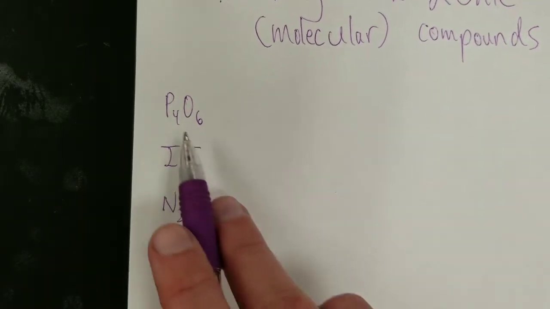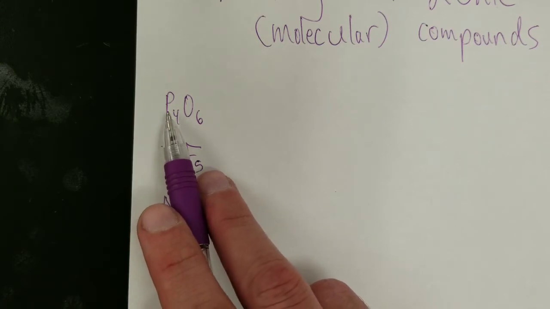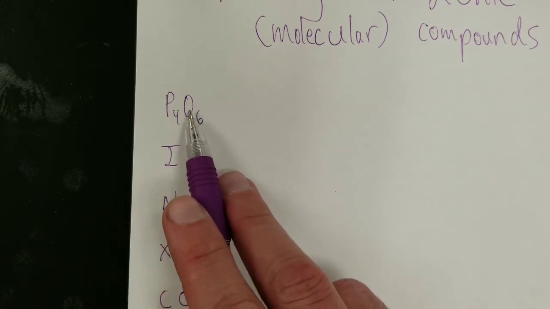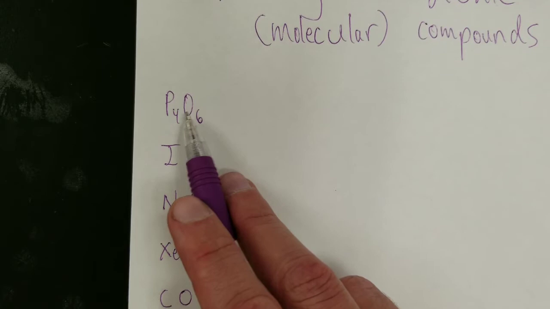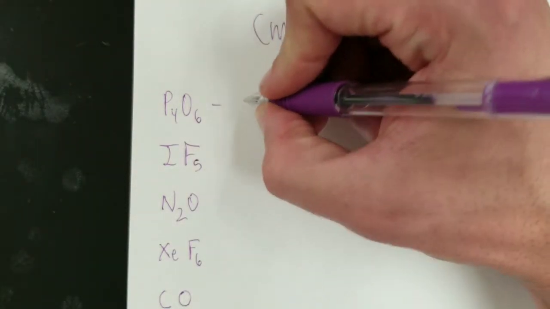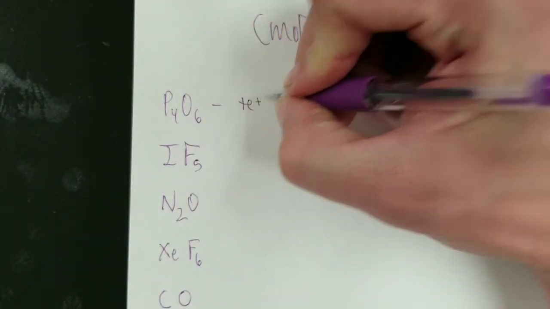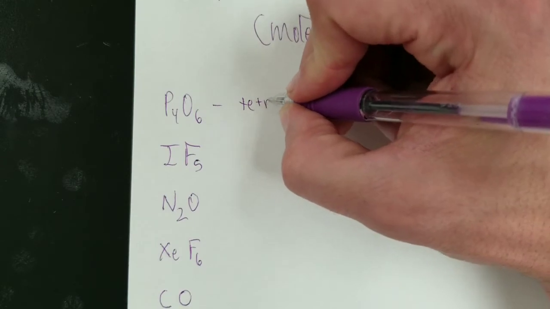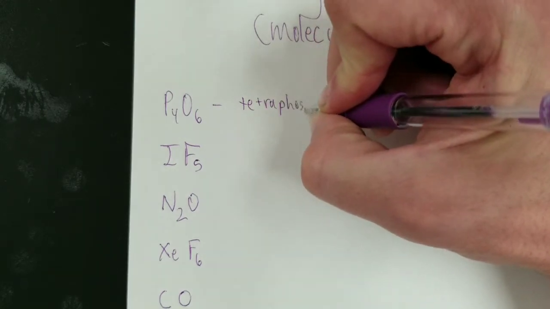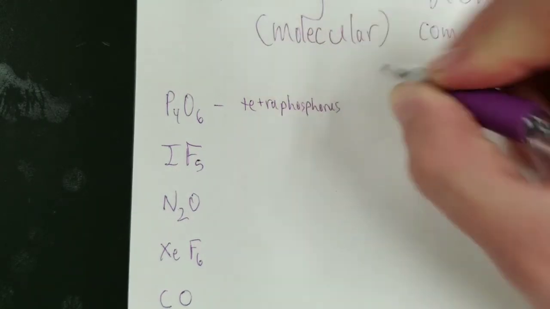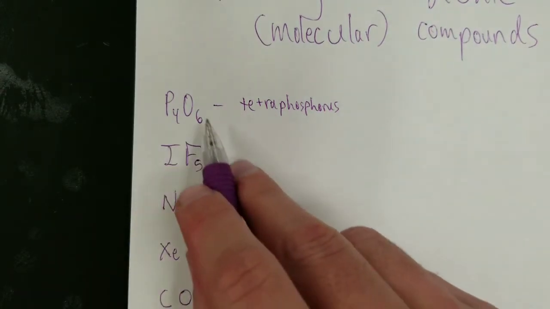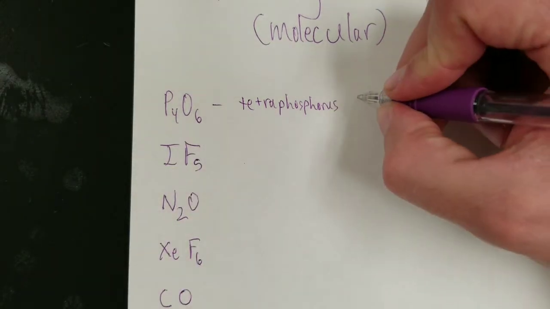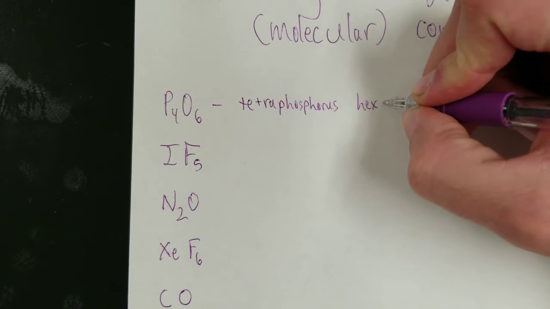So let's actually do that. That's the big rule. The first element is named as a cation, and the second is named as if it were an anion. So like this first one would be called tetraphosphorus hexoxide. Tetraphosphorus, okay, it's just phosphorus, and then oxide, or hexoxide.